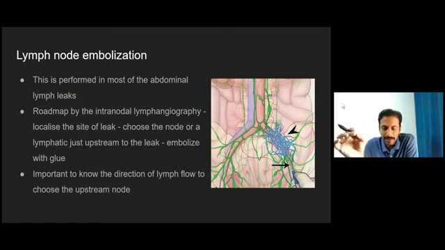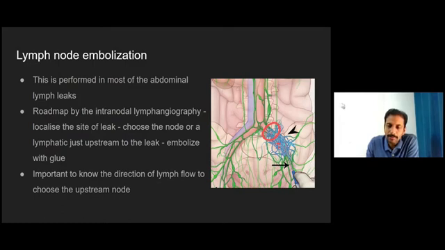We do a lymphatic lipiodol injection in bilateral lymph nodes to map out the lymphatic structures and to plan which particular lymph node should be targeted. The idea here is, when there is a leak happening here, for example, and there is a lymph node here in this location.